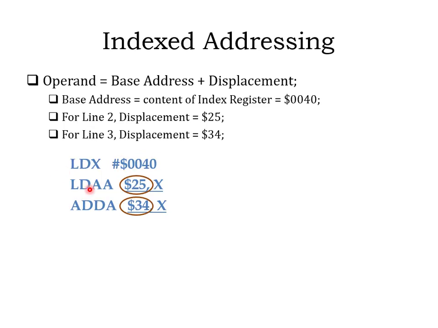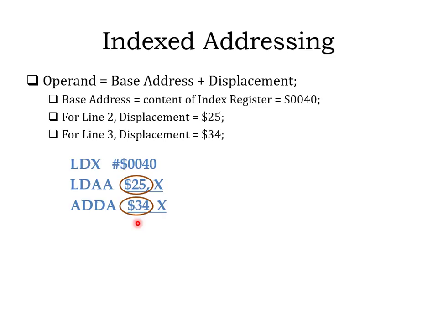Displacements are these ones. Look, I just circled the displacements. For line 2, the displacement is 25. So this number here is a displacement. It's not the real address, it's not data. It's a displacement. So for line 2, the displacement is 25. For line 3, the displacement is 34. Be careful, everything has to be in hex. For these lines, we have everything in hex. If it is in decimal or in binary, convert it back to hex. We always do that, right?